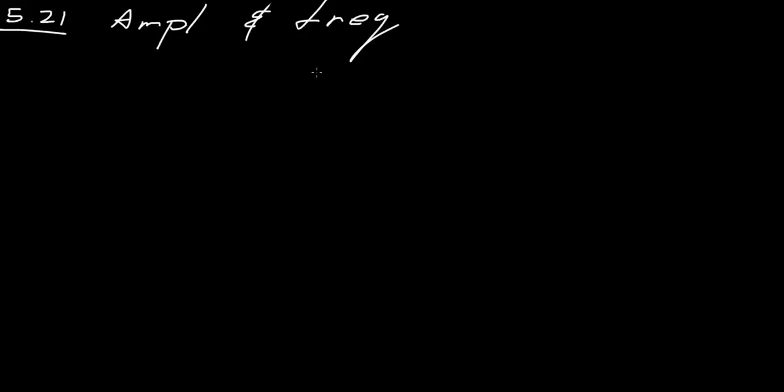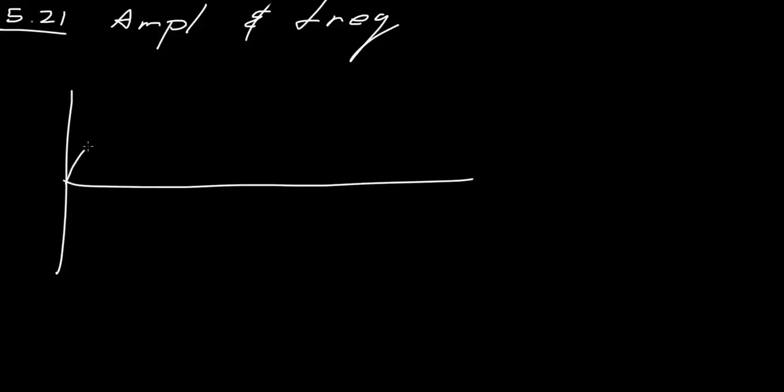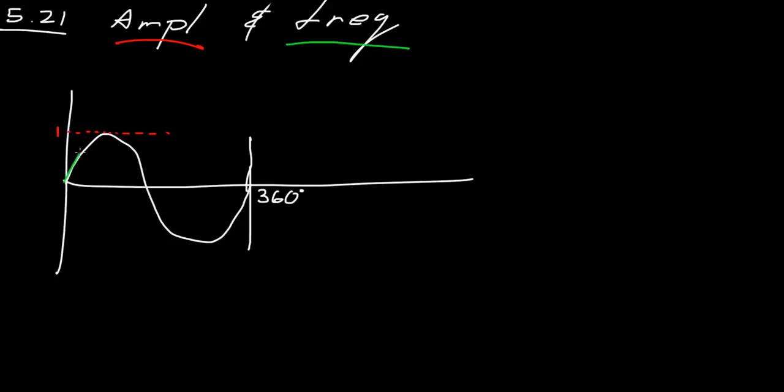So, for example, if we look at a sinusoid, and assume this is 360 degrees, the amplitude is this height here on the y-axis. That's the amplitude. For a normal one it would be 1. The frequency is the number of times that the wave repeats in 360 degrees. In this case, it only repeats once in 360 degrees, so it has a frequency of 1.